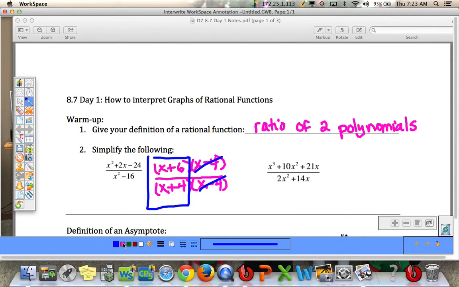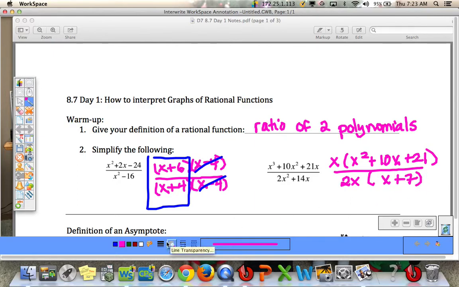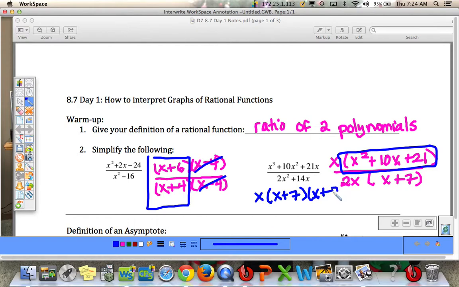For the next one, notice the numerator has an x in each term, so factor that out first. You're left with x squared plus 10x plus 21. On the bottom, you can factor out a 2x. When you do so, you're left with x plus 7. You can use a box and circle to factor the remaining part, or the trinomial on the top. Or think what multiplies to 21 that adds to 10, and that would be x plus 7, x plus 3.